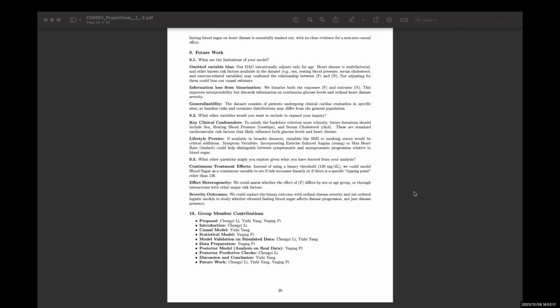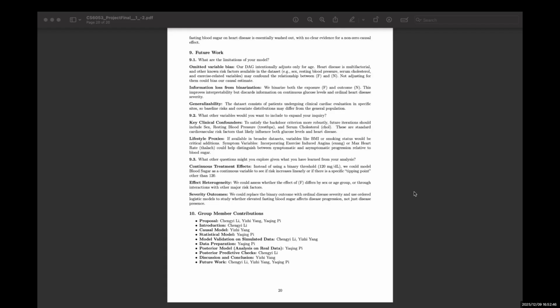The second is the information loss from binarization. We binarize both exposure and outcome, which discards the continuous glucose signal and the ordinal severity information in the original heart disease label. The last is generalizability. The dataset is drawn from specific clinical sites, so the findings may not perfectly represent the general population.